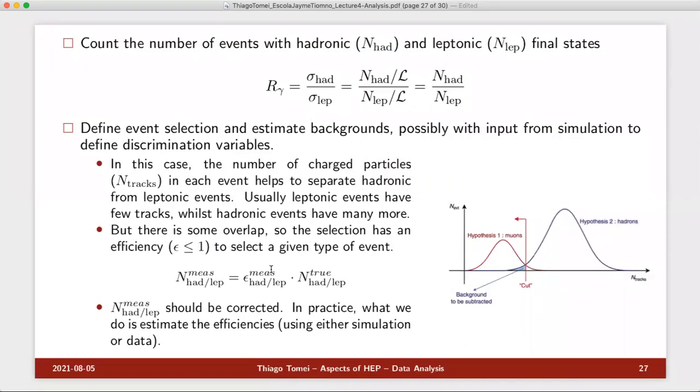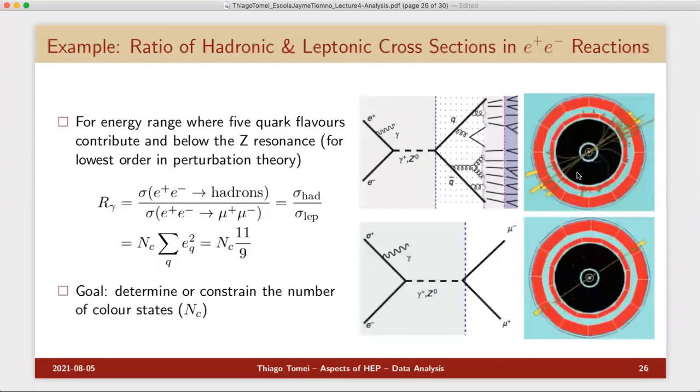Thiago, but it's easy, right? Because you have to count the number of events with hadronic and leptonic final states. But assuming that the cross sections are this, assuming that the luminosity is the same in both cases, which usually should be the case, this comes to events with hadrons over events with leptons. But how do you know if an event has hadrons or leptons? Perhaps these are all leptons. Perhaps these are hadrons. Do you actually really know?